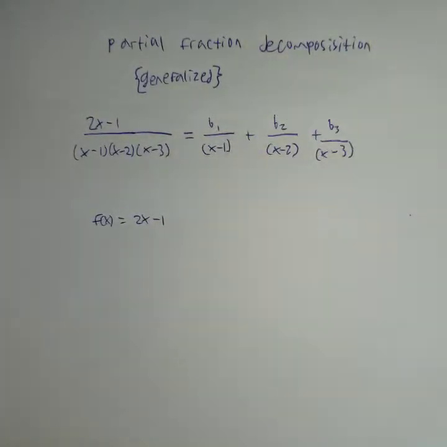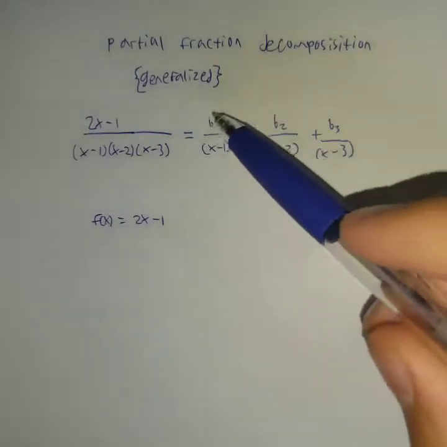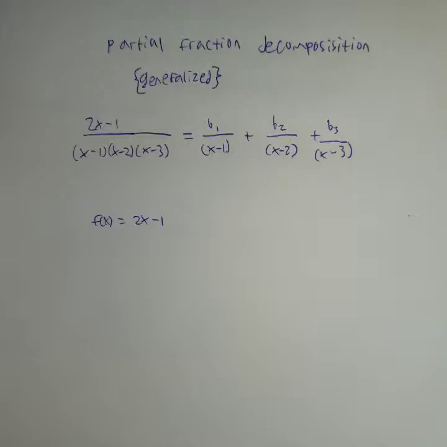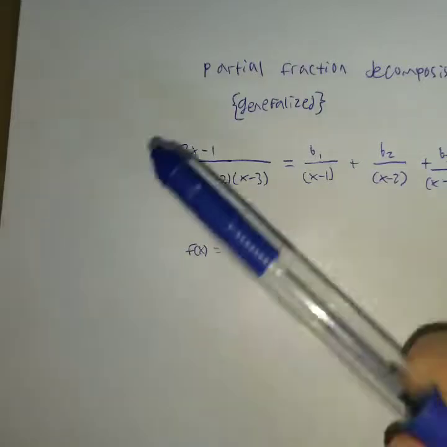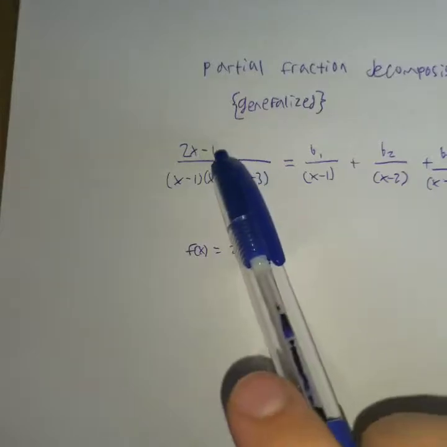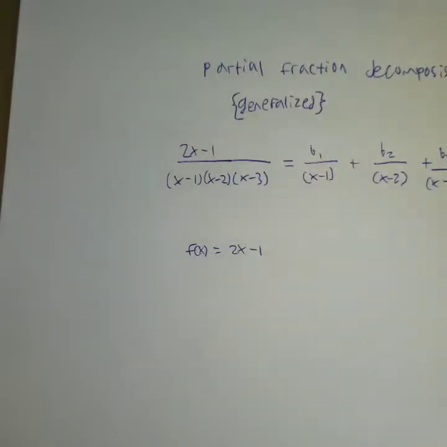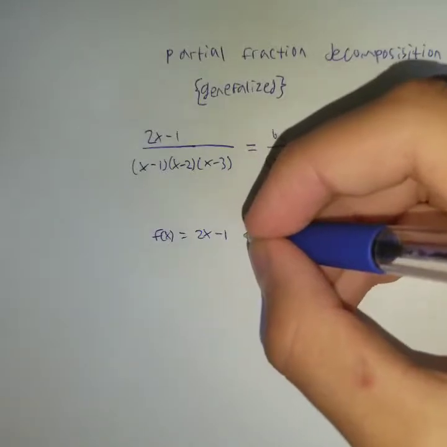He wrote A, B, C, but I wrote B1, B2, B3 because it's a function of which term it is, as in which position it is. So B of 1, B of 2, B3. In principle you only have a finite number of letters in the alphabet, but it's irrelevant. So in general, you're facing a fraction with a bunch of factors in the denominator, and on the numerator you have some function of x, but in general the numerator has to be a polynomial.